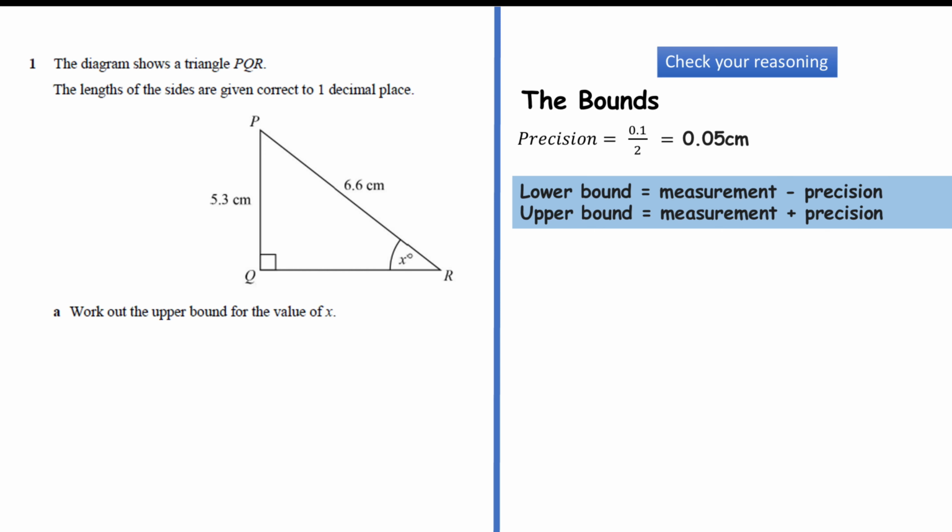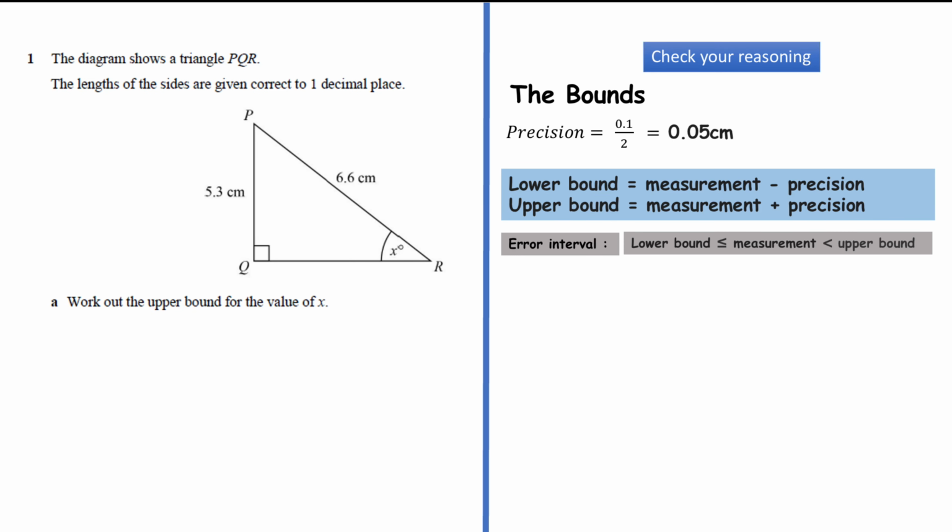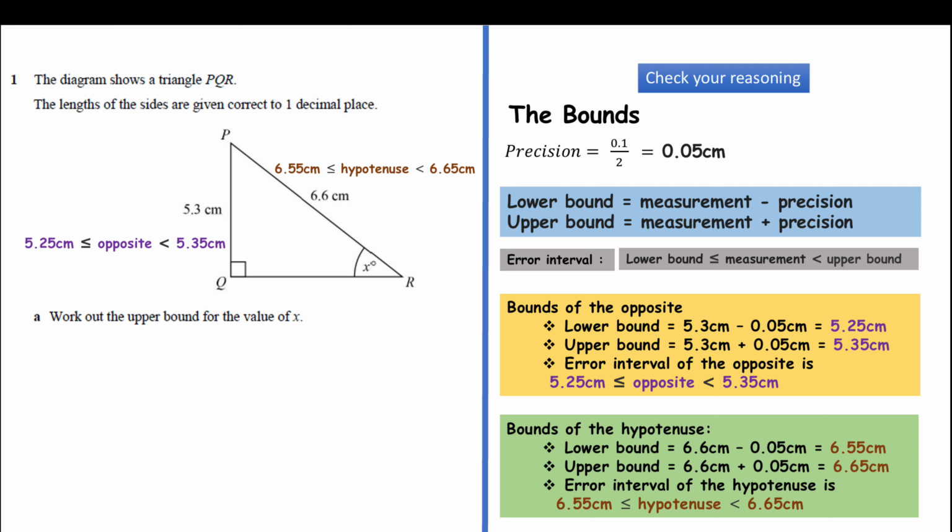So to get the lower bound, we would have to take 0.05 from the measurement given, and to find the upper bound of that same length, we would have to add 0.05 to the measurement of that length. We can write this as a summary with the error interval. So we have the lower bound is less than or equal to the length we measured, which is less than the upper bound. Now we'd have to work out the bounds of the opposite length and the bounds of the hypotenuse, and you can pause this video to see how that's been worked out.